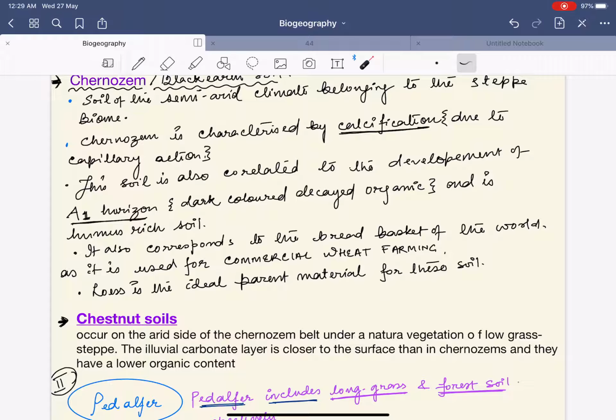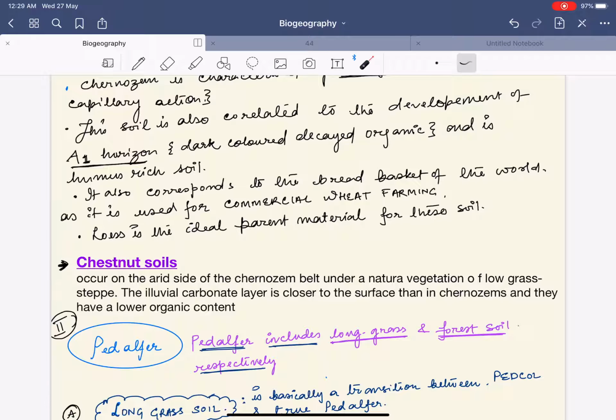Next, Chernozem is characterized by calcification, again due to the capillary action. This soil is also correlated to the development of the A1 horizon. A1 horizon is nothing but your dark colored horizon, or the true soil as we call it, and it is also rich in humus. Chernozem also corresponds to the bread basket of the world and is used for commercial wheat farming.